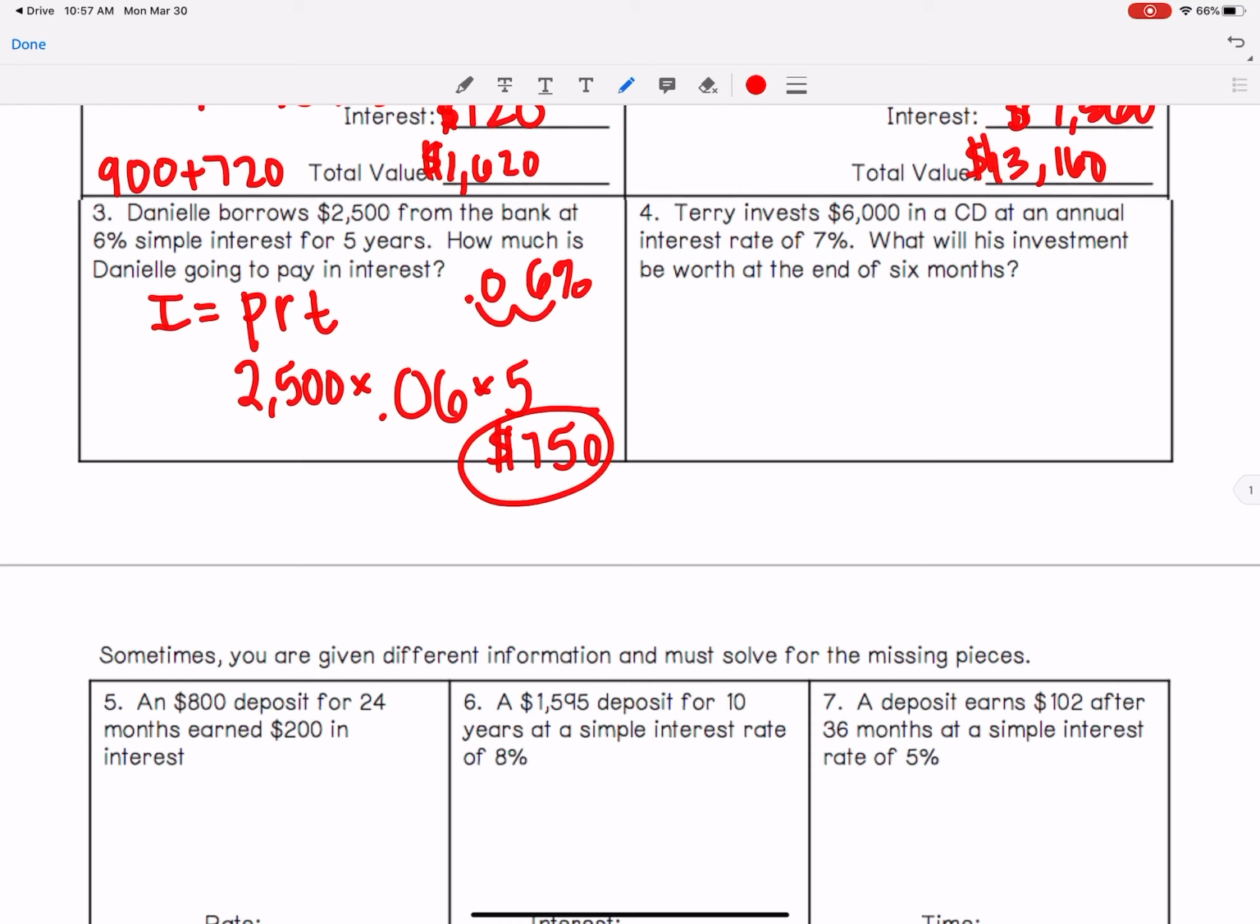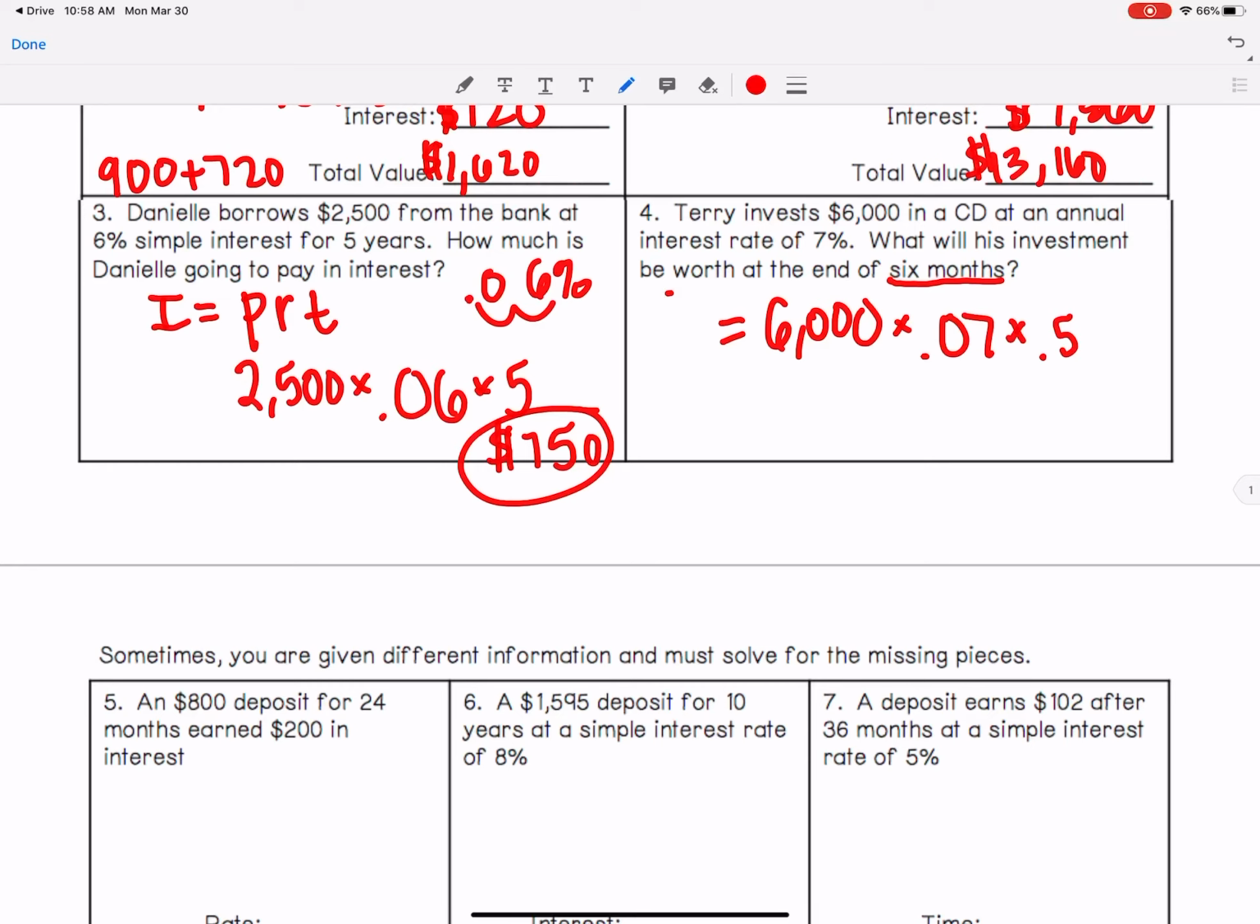Okay, question number 4 says, Terry invests $6,000 in a CD, so that's the principal, at an annual interest rate of 7%, so that is 0.07. What will his investment be worth at the end of 6 months? So the time, we said T stands for time. Time is always in terms of years, but they only gave us months. They gave us 6 months. Well, 6 months is half of a year. So we're going to times this by half, or 0.5. You could say 1/2 if you want. That's totally fine. Now, what does that give us?